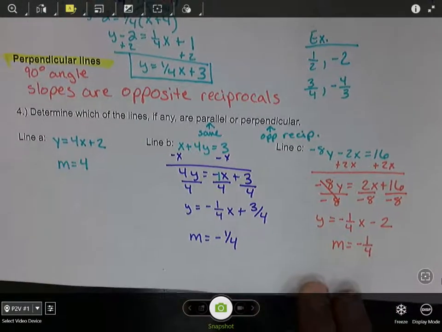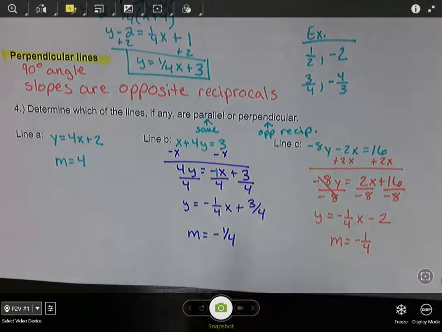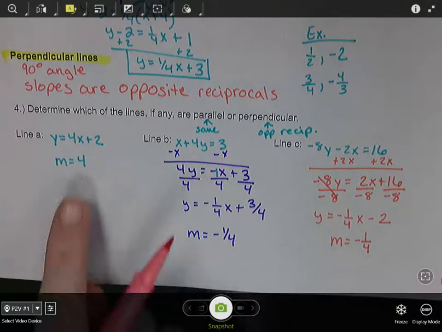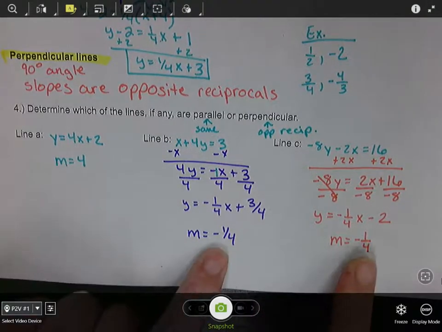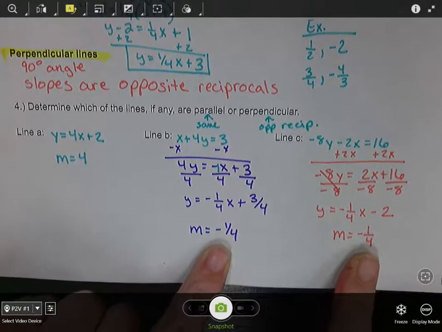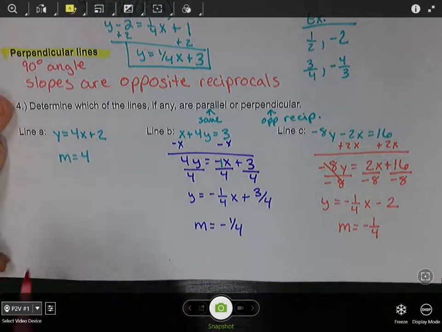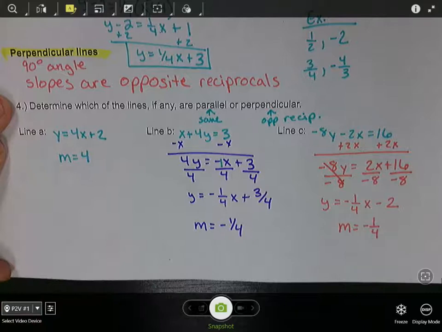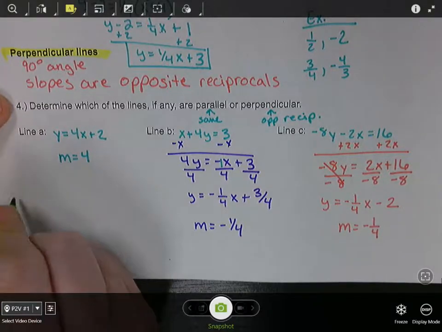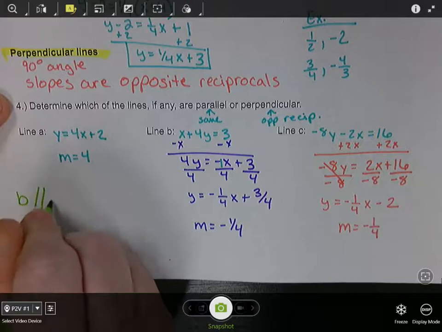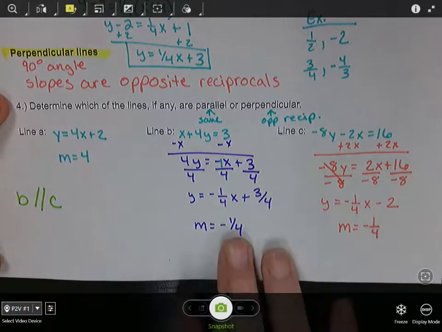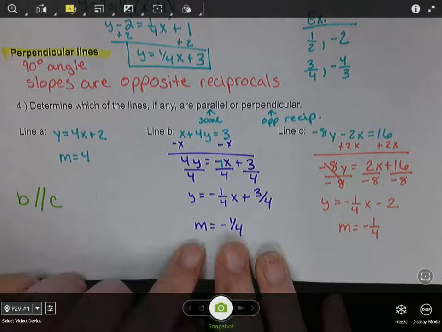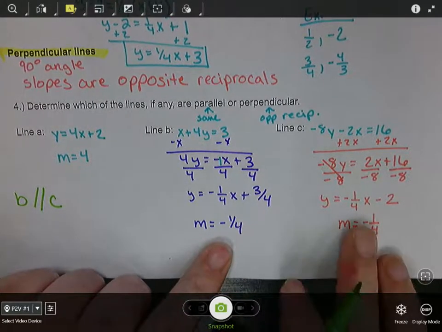Now, to see if any lines are parallel, you're going to look for the lines that have the same slope. So look and see if any of these are the same. I can see that these two lines have the same slope, therefore they are parallel. So I would say that line B is parallel to line C. Then you want to check, and those are the only two that have the same slope. So those are the only two parallel lines.